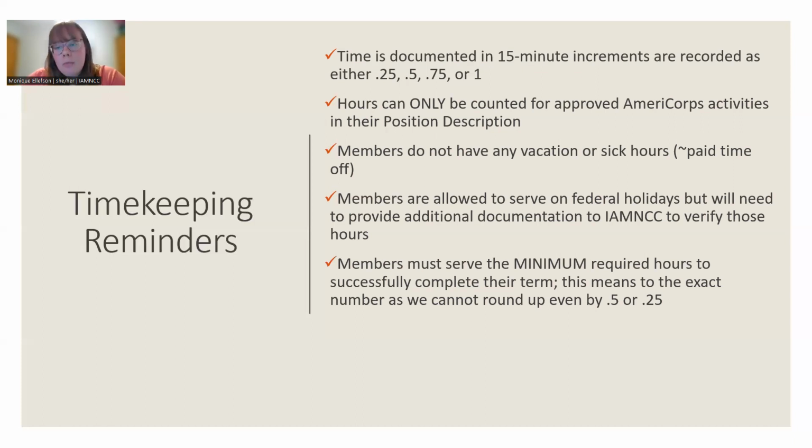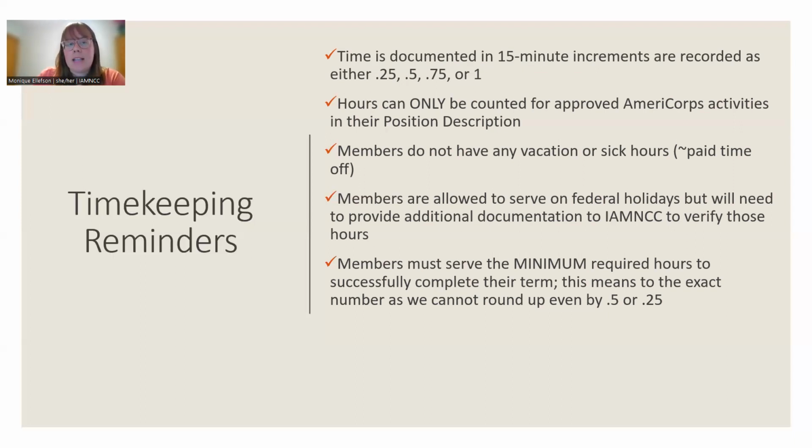Members must serve their minimum required hours to successfully complete their term, and that has to be exact. So obviously we want them to serve over that minimum by a couple of hours just to have some cushion. But if they're just barely scraping by to get to the 300 hours as their minimum requirement, just know that even if they're at 299.5 or 299.75, we cannot round up, we have to round down.